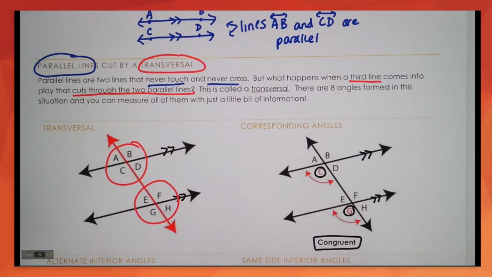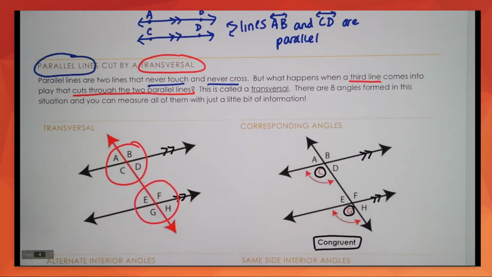Corresponding angles are congruent because they are parallel lines, because the same line cuts both parallel lines this way, okay? You need these things to be true in order to say this. That means A and E are corresponding, B and F are corresponding, C and G are corresponding, and D and H are corresponding. They're in the same positions in both sets of angles, okay?